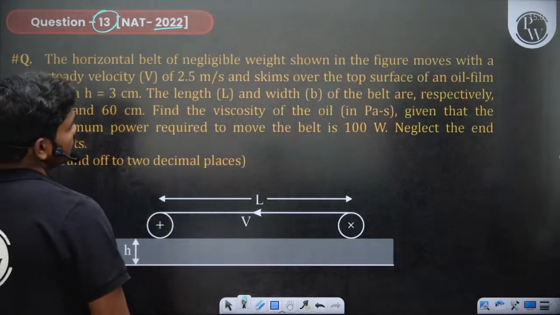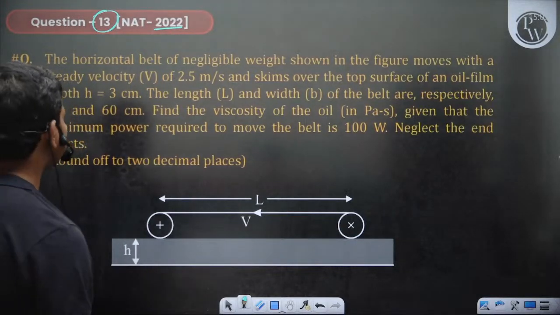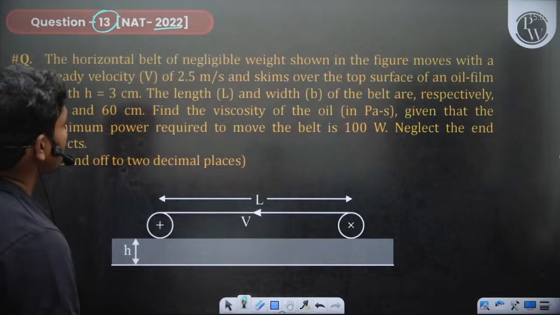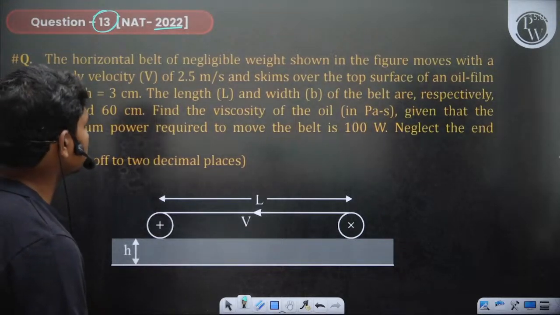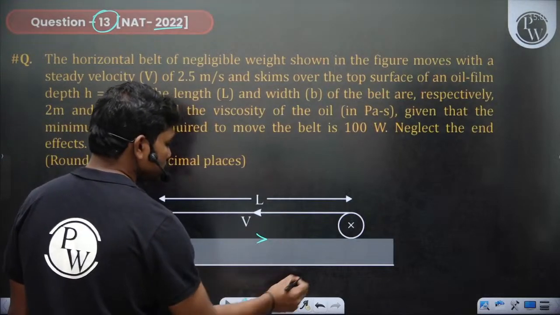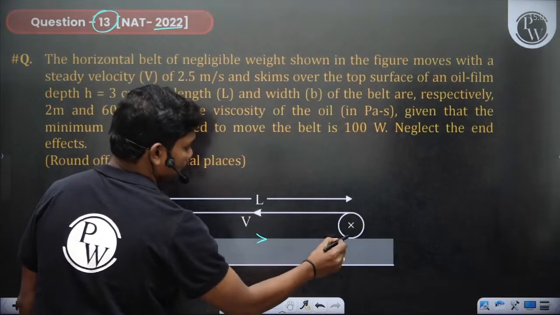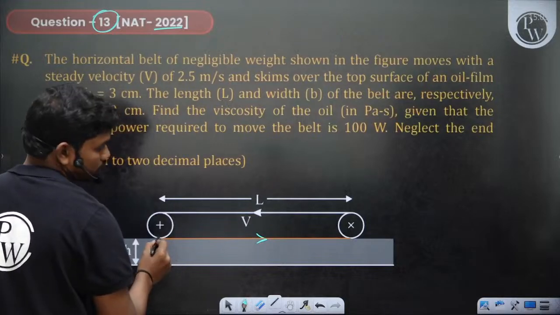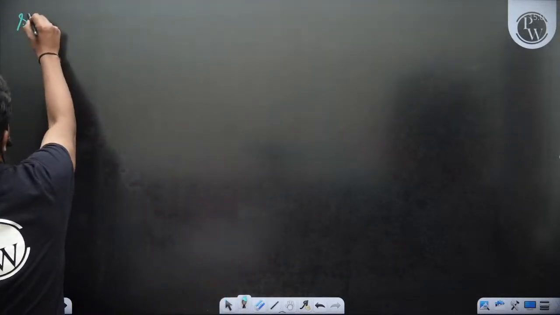So there is nothing mentioned about the pressure gradient. No information about the pressure gradient. So let's see the minimum power required to move the belt. What is the power you need to move this belt? That's all. This question is very similar in idea.